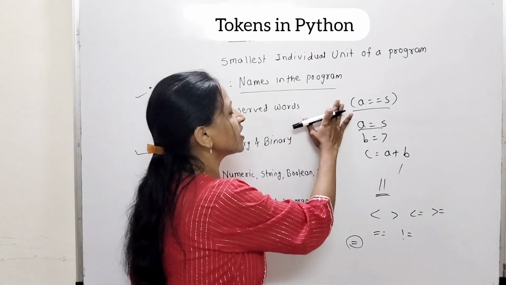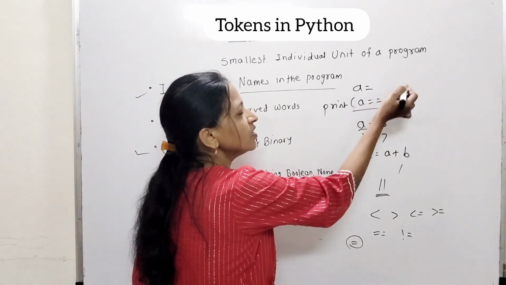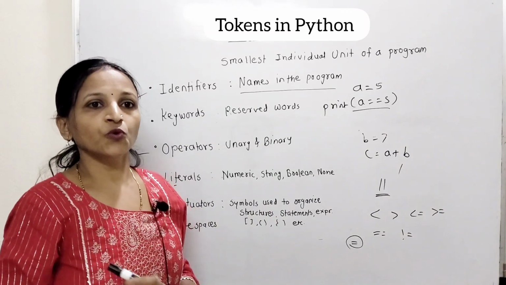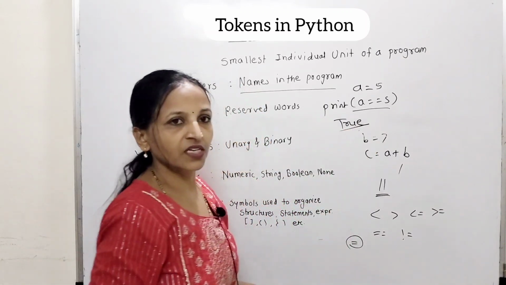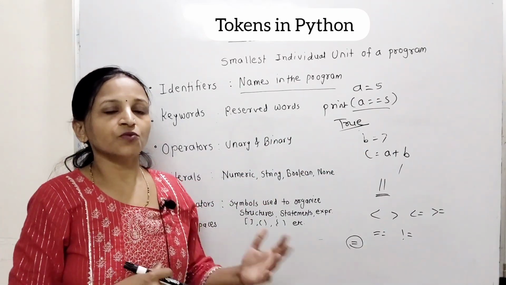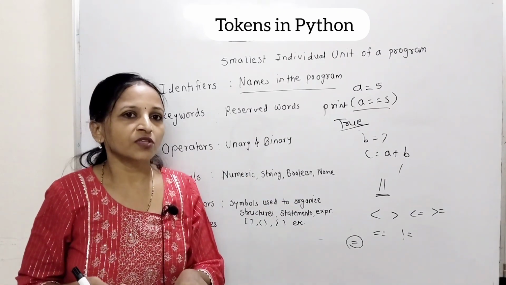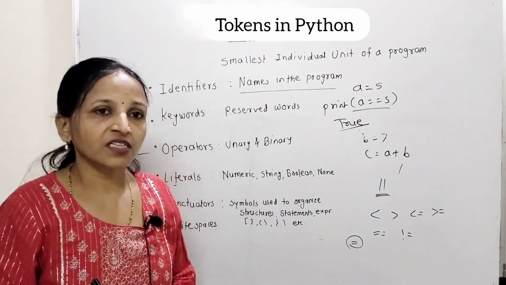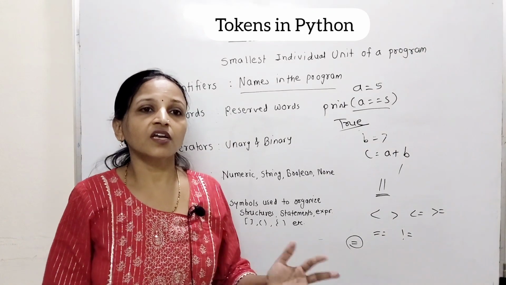Suppose you write print, and before that you have created a variable a equals 5, then it will display True, with a capital T. Now this is the operator concept. Operators are unary, binary, and there is also the ternary operator concept. The question mark and colon we use in Java, C, and C++ is used in a somewhat different way in Python.